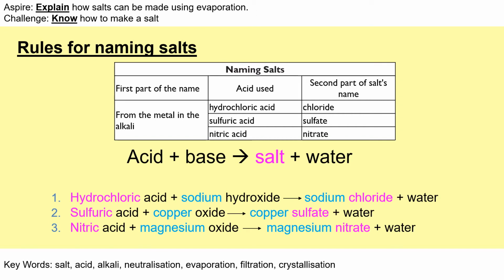And then the last one, nitric acid, that will give us a nitrate salt. So you can see nitrate is the second word of the salt of magnesium nitrate. And the first word of the salt is magnesium, and that comes from the first word of the base, which is magnesium oxide. So here we get nitric acid plus magnesium oxide gives us magnesium nitrate plus water.